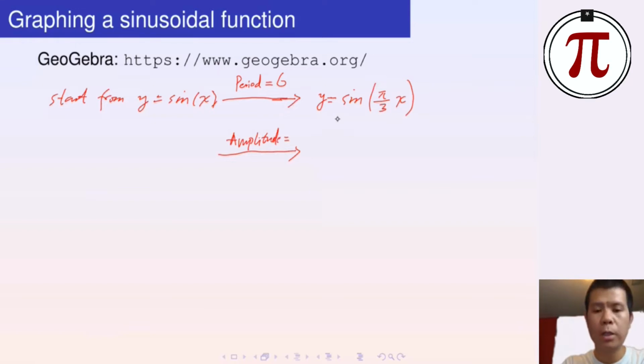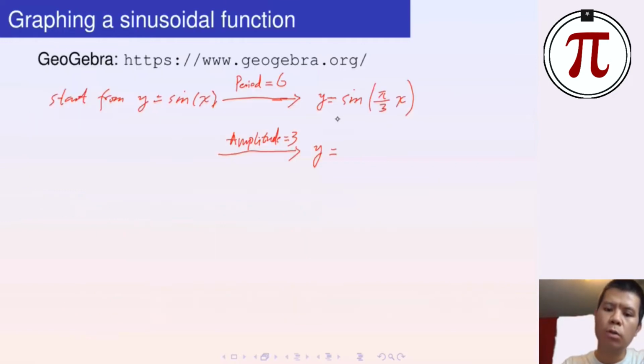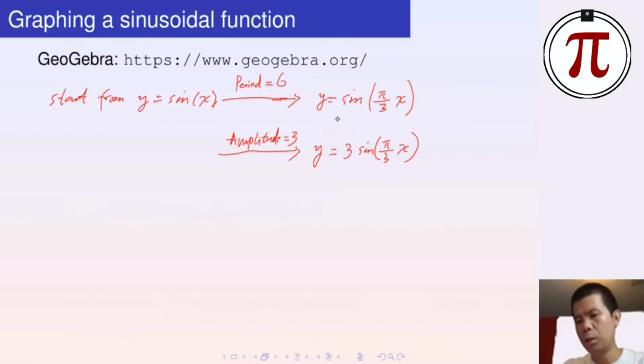Then the amplitude equals 3, so we need to do this transformation. If the amplitude is 3, we choose a as positive 3. So what we do is y equals 3 sine of pi over 3 x. We got this after adjusting for the amplitude. Does that make sense? And then the midline.